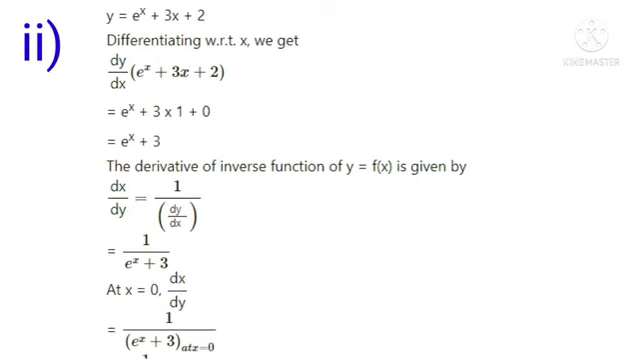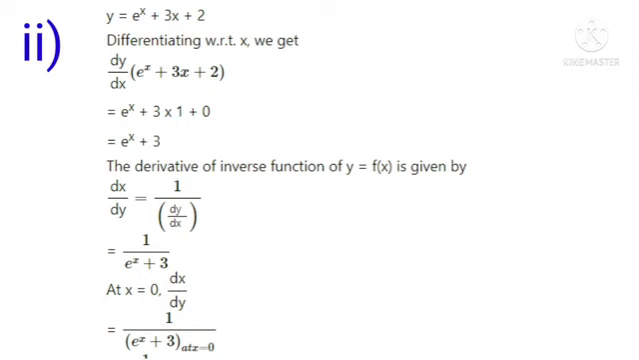See question 2 in question number 3. y is equal to e raised to x plus 3x plus 2 at x is equal to 0. So first write the given function y is equal to e raised to x plus 3x plus 2. Differentiate with respect to x. We get dy by dx is equal to d by dx of e raised to x plus 3x plus 2. So take separate differentiation, give differentiation to each term.